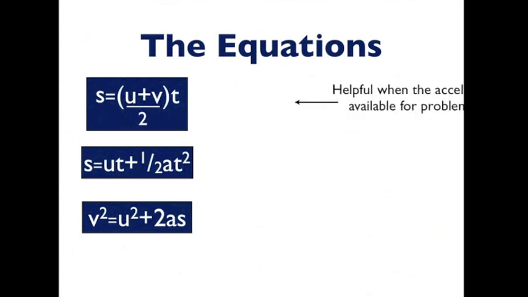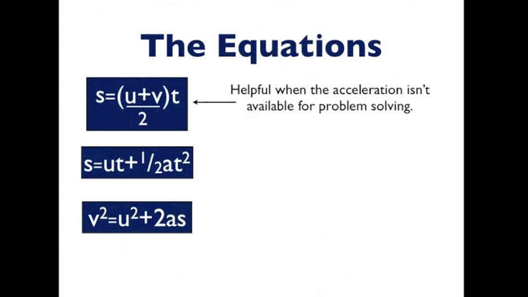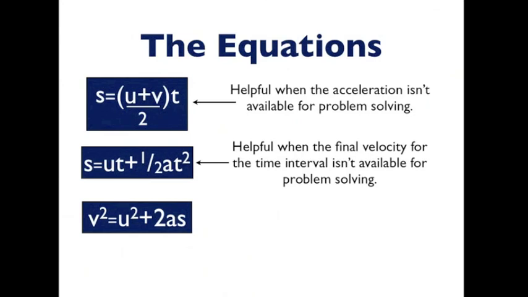Now, the first one, if you notice, has no a in the equation. It uses position, initial velocity, final velocity, and time. So that's a good one to use if you know things about the situation, but you don't know the acceleration, and you're not asked to find it. If you had the position, the time, and the final velocity, and they asked you what the initial velocity of the object was, this would be a good choice because you have one unknown and you have 3 knowns.